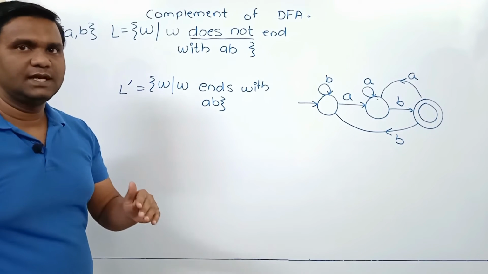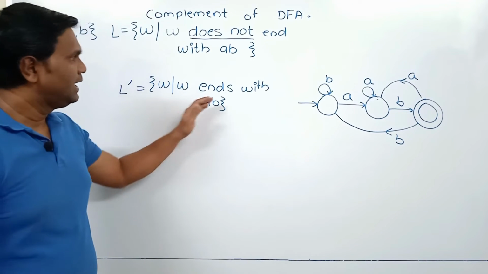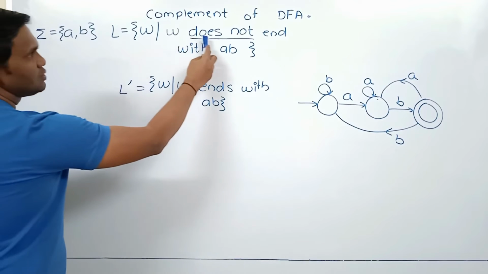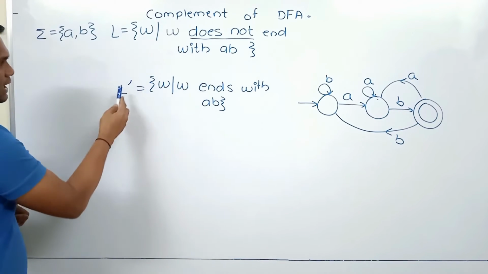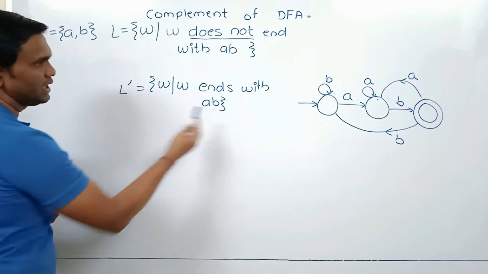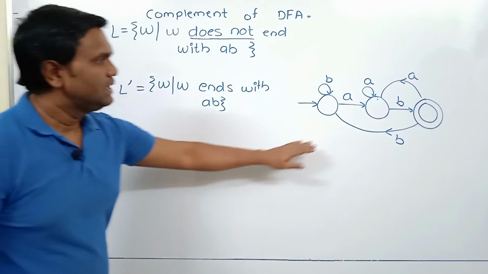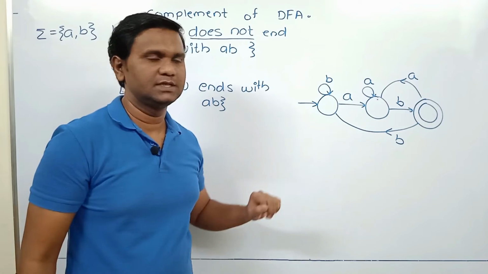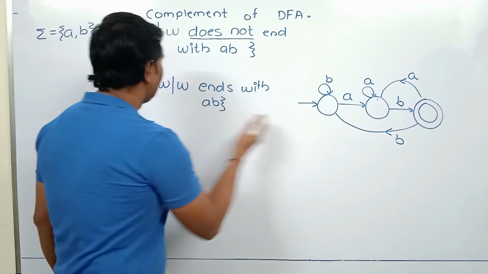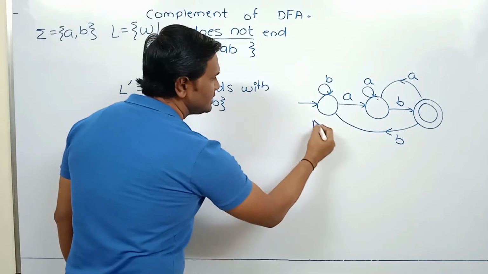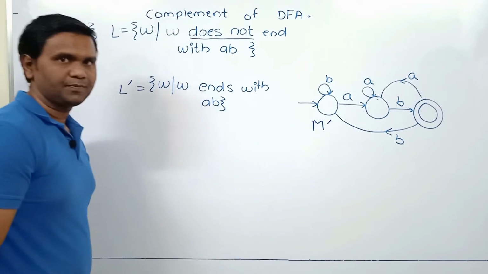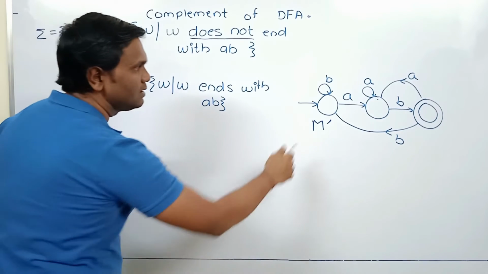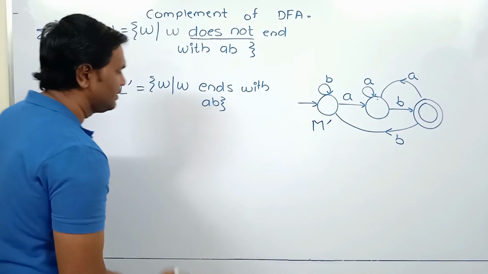We already have studied how to build a DFA for the ends-with condition. So if L is W does not end with AB, L complement is W ends with AB. And this is the DFA. We already have studied how to design a DFA for the W ends-with condition. So this is the DFA for L complement. This is M complement. Now to get the DFA for L, we simply have to take the complement of this DFA.